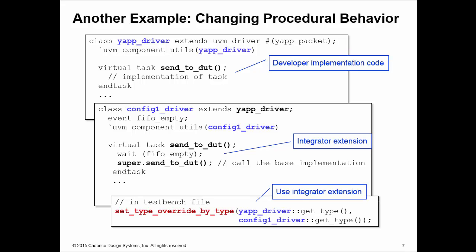So now in my test bench file, all I need to do is call this set type override by type to say any time that you ask for a YAP driver, create a config1 driver instead. Now obviously this has to go in a build phase method, and it has to be set up before you create the YAP driver. If you do it after the YAP driver is created, it's too late and the type override won't be in effect.